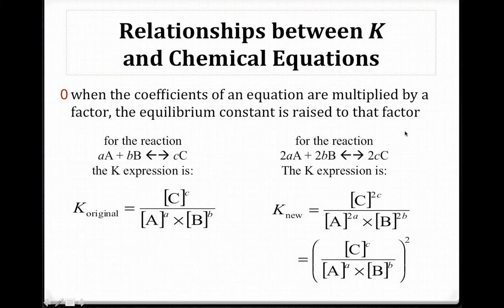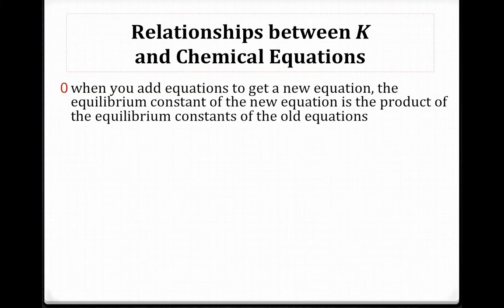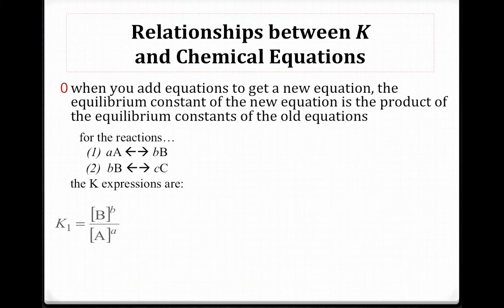We see in this example that everything in the equation is multiplied by 2. When you do that, you can think of it as taking this C and multiplying it by 2, A times 2, which you can think of as the whole thing being squared. So the way you can look at that is K new is equal to K original raised to whatever factor you're multiplying the coefficients by.